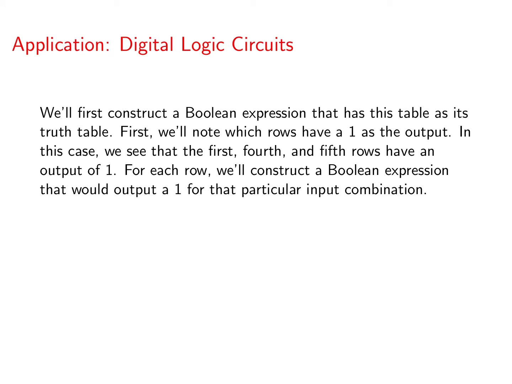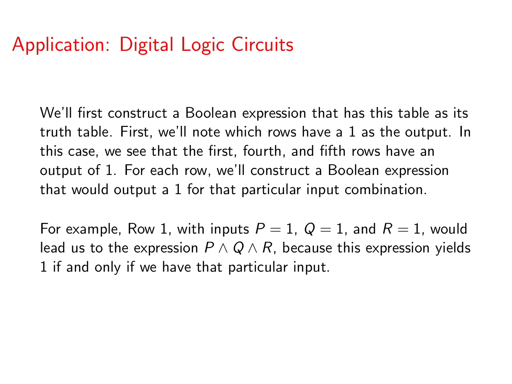Now, for each row, what we'll do is construct a Boolean expression that'll output a 1 for that particular input combination. For example, in row 1, we have inputs of p equals 1, q equals 1, and r equals 1. That's going to give us the expression p and q and r, because that expression yields a 1 if and only if we have that particular input.